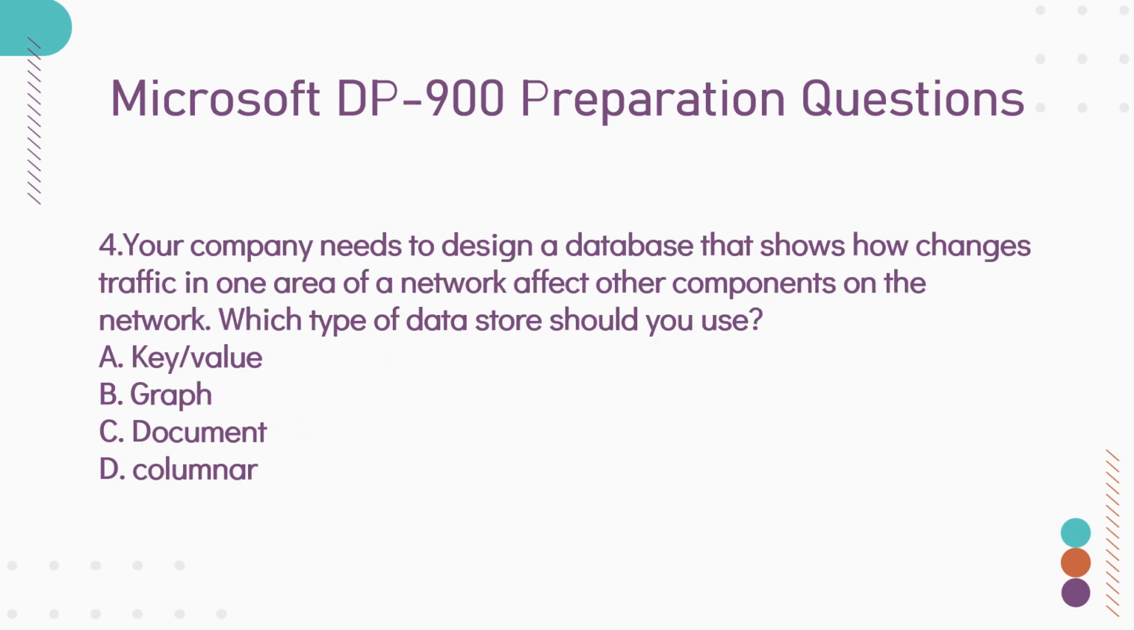4. Your company needs to design a database that shows how changes in traffic in one area of a network affect other components on the network. Which type of data store should you use? A. Key, value. B. Graph. C. Document. D. Columnar.